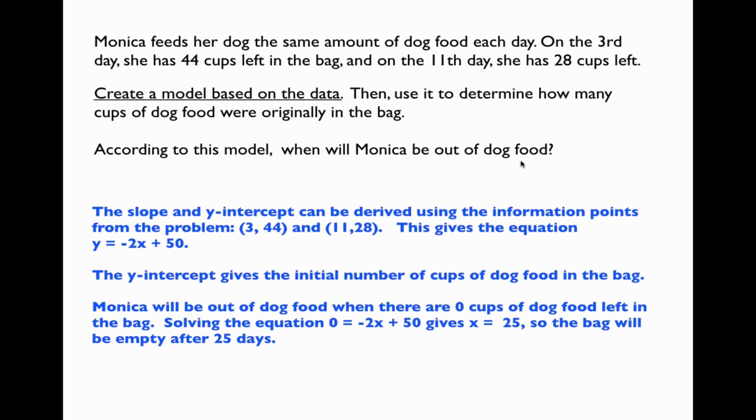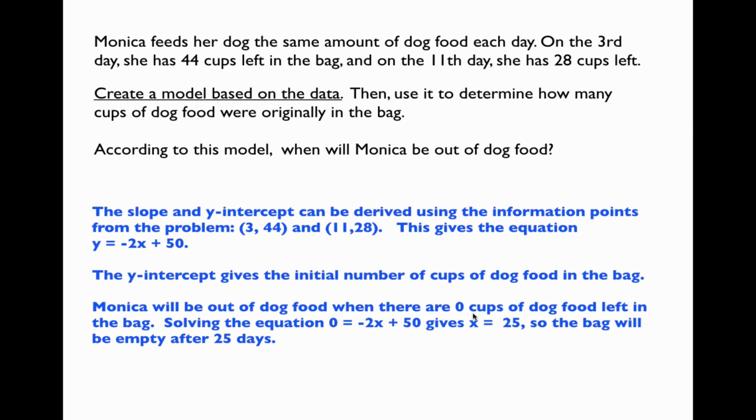All right, so we can use our model to answer the second question: when will Monica be out of dog food? So this is a question about our input, the time, not the output, the number of cups of dog food in the bag, because we already know that. If we're being asked when will Monica be out of dog food, we know how many cups are in the bag at that point. There's 0 cups.